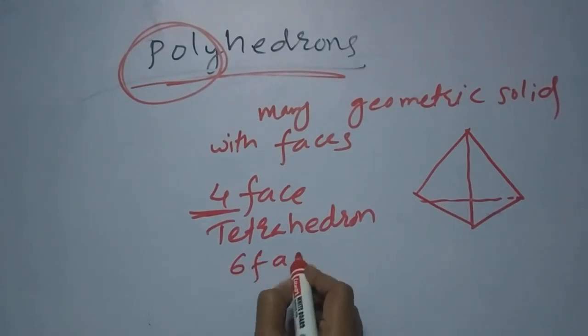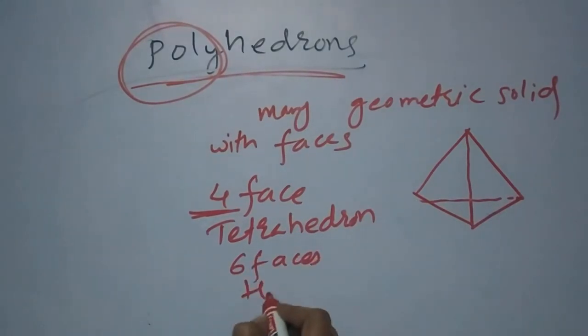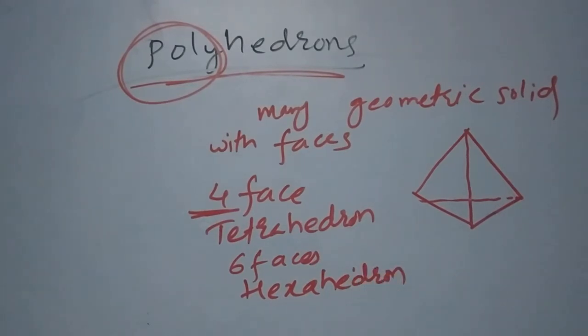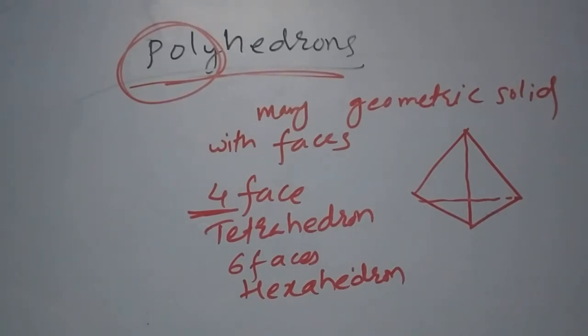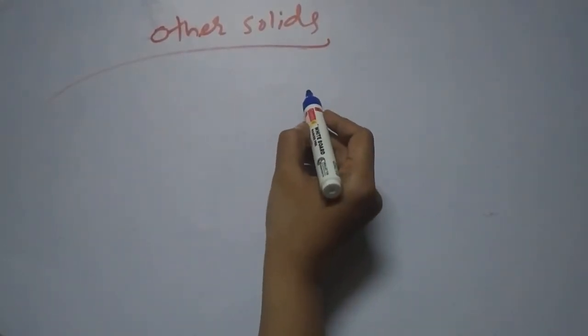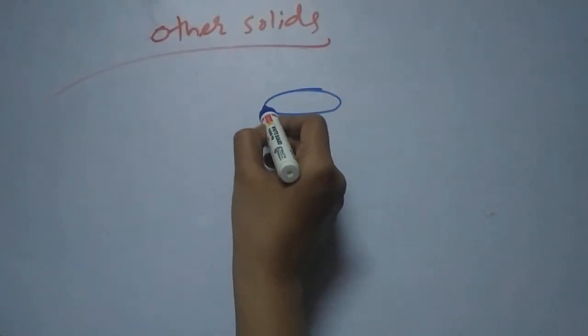If it is 6 faces, you can say it is hexa. If it is 8 faces, you can say it is octa, like this. So a polyhedron is a geometric solid with faces and straight edges, and we can classify them according to the number of its faces. Then friends, in other solids we have a cone also, cylinder also.